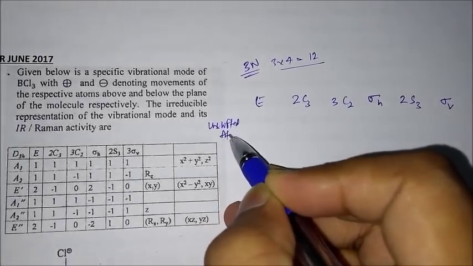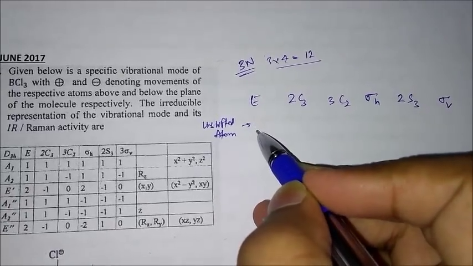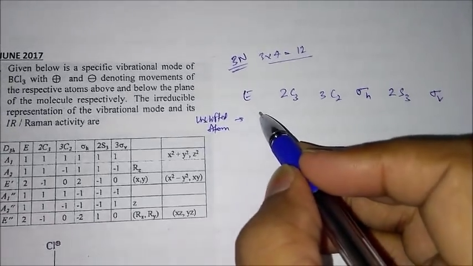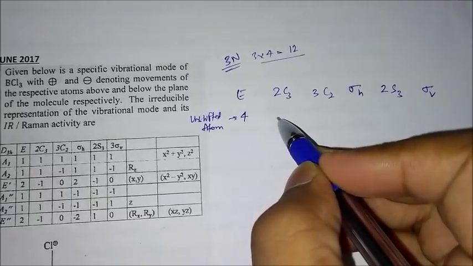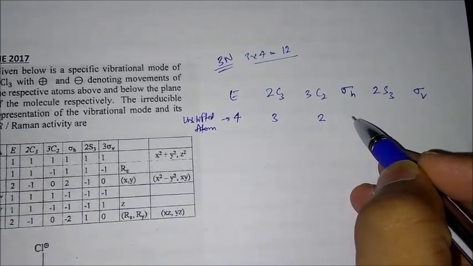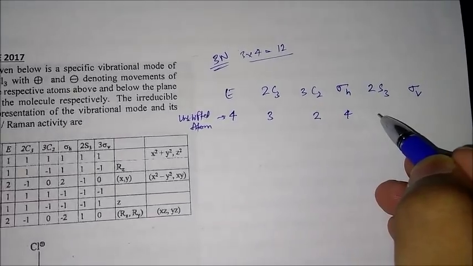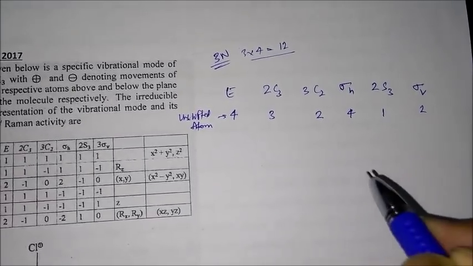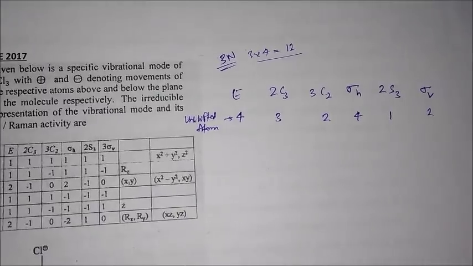Unshifted atoms. If you do the operations, you will see that the number of unshifted atoms here will be 4, 3, 2, 4, 1 and 2. So in this way, this will be the number of unshifted atoms.